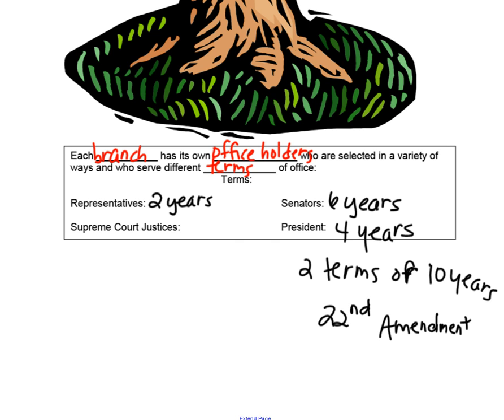Now, Supreme Court justices serve for life. They can be impeached by the Senate, but for the most part, they serve for life.